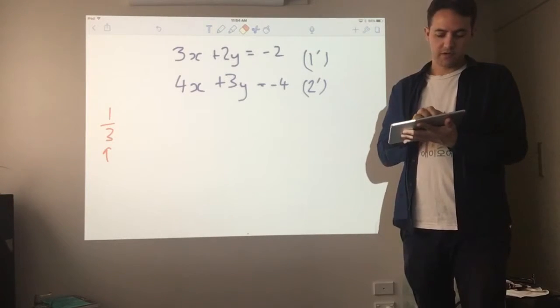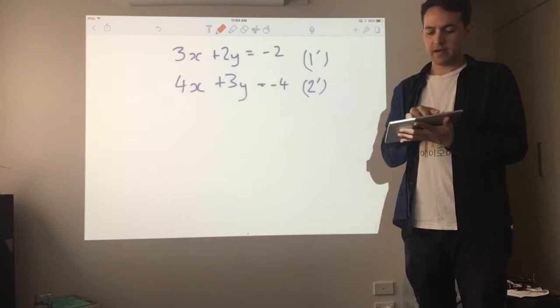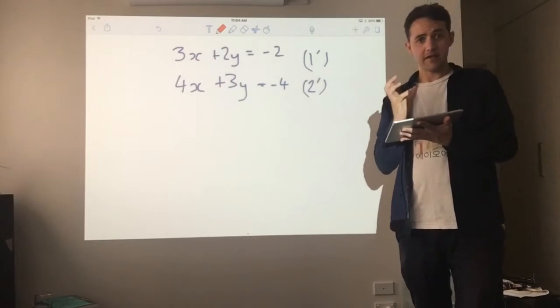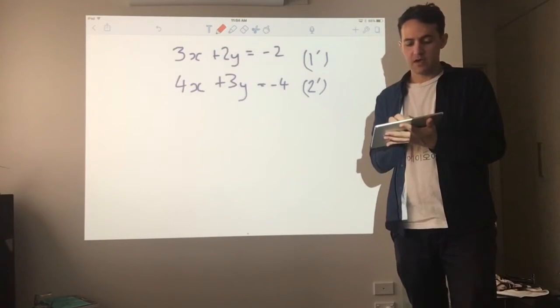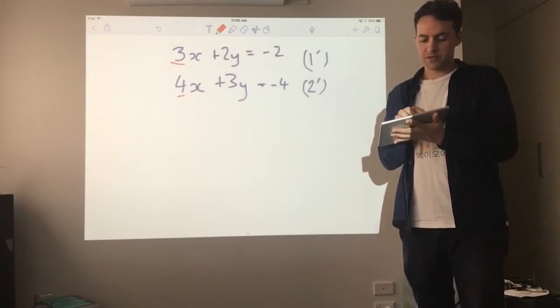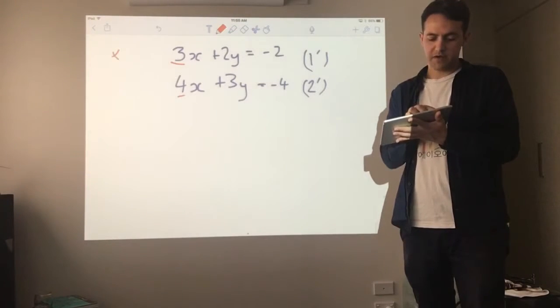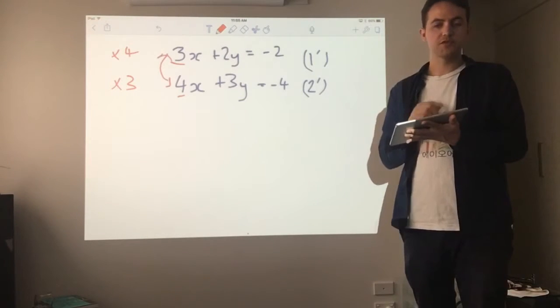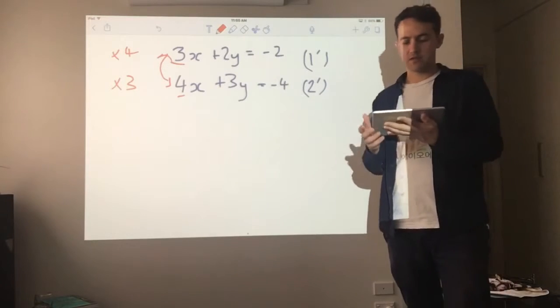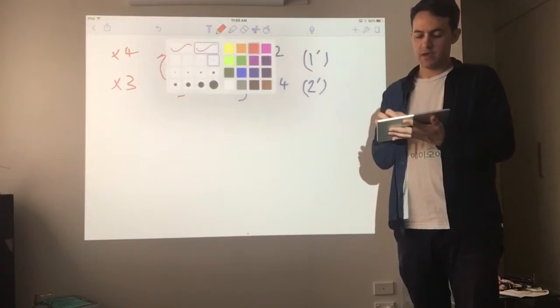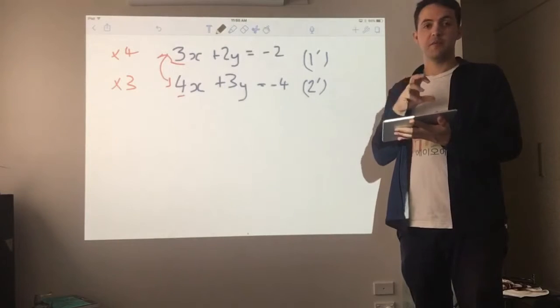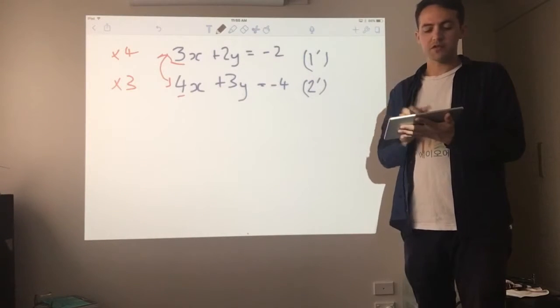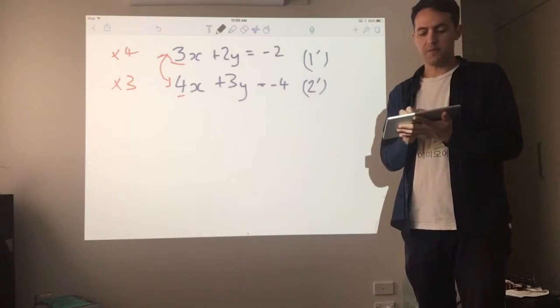So what I do is I say, alright, if I want to eliminate x, so I choose to eliminate x first, I'm going to multiply this top equation by 4, and I'm going to multiply this bottom equation by 3. So I pretty much cross multiply, a similar idea to what we have with fractions with these two.